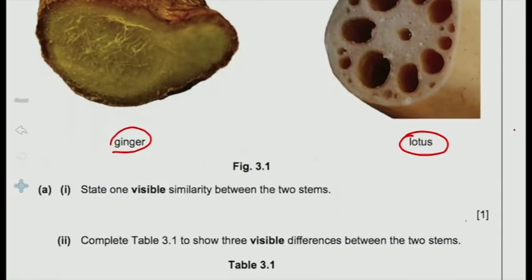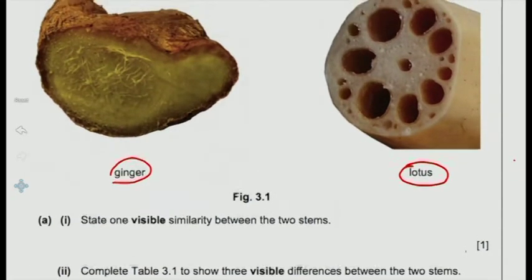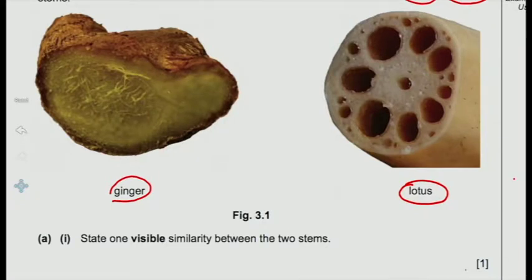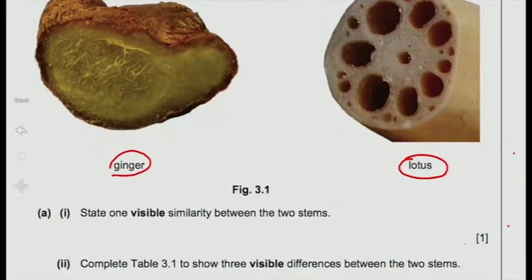A1, state one visible similarity between the two stems. Let's look at the two stems closely. These stems have got a bark on the outside. The bark is always on the outside, so one visible similarity, they both have a bark. The bark is this part here, and this one here, that's the bark. They both have a bark, that's a similarity.